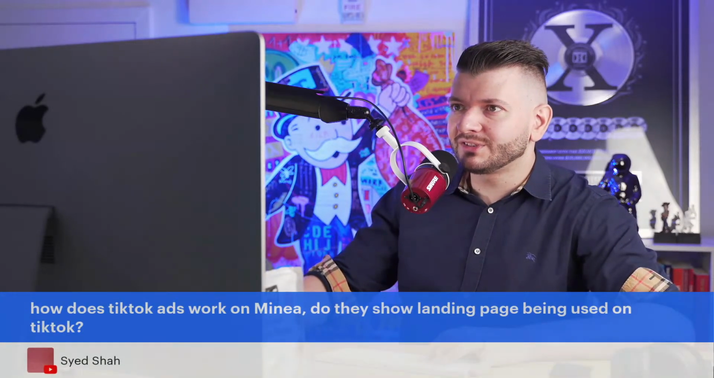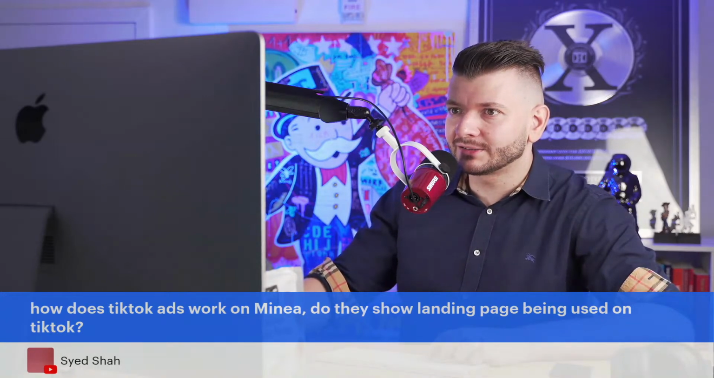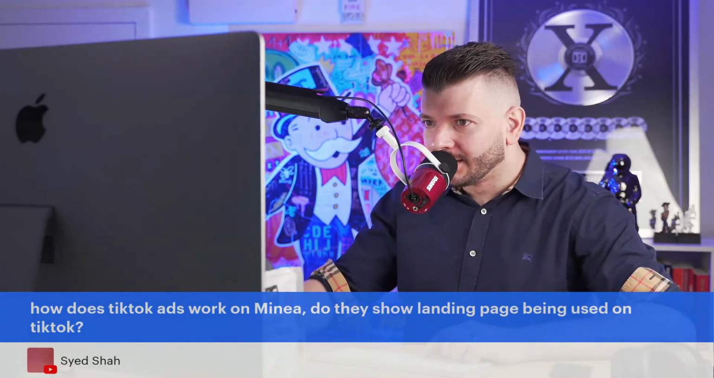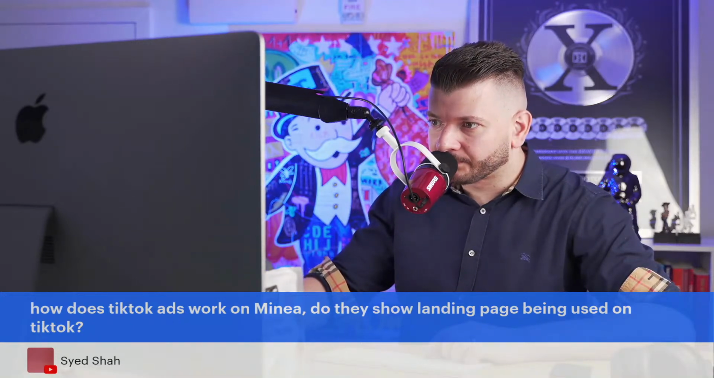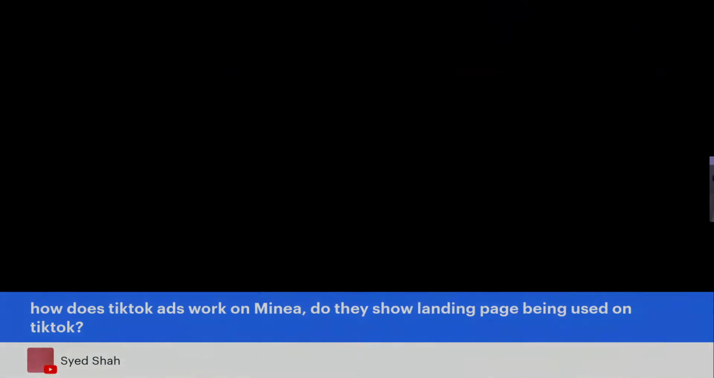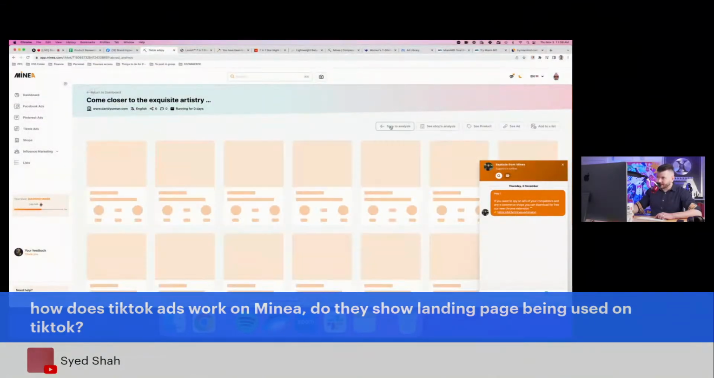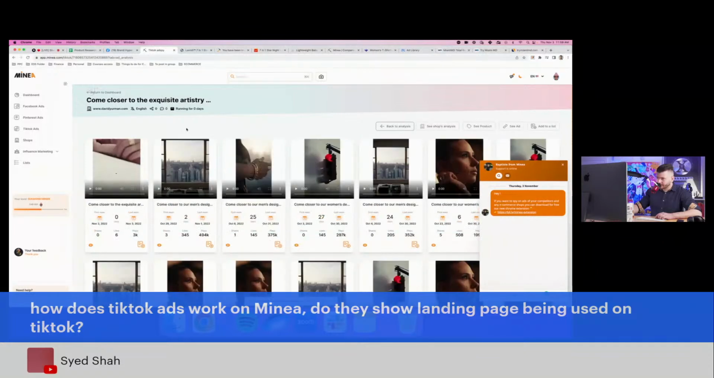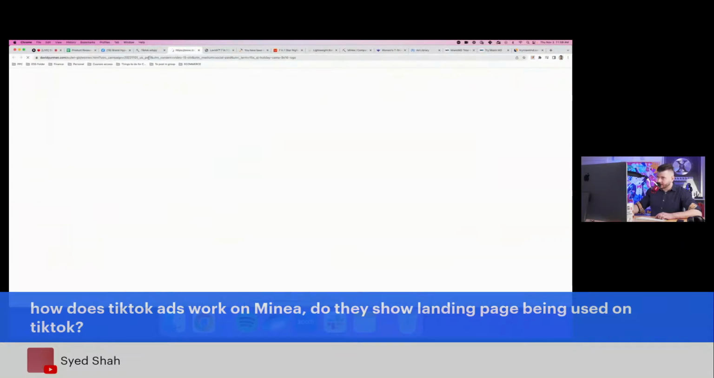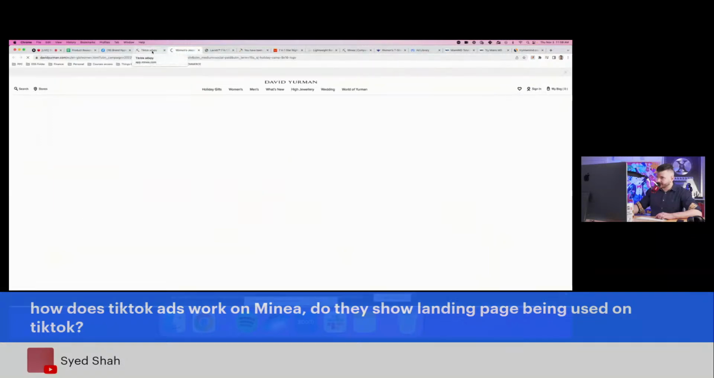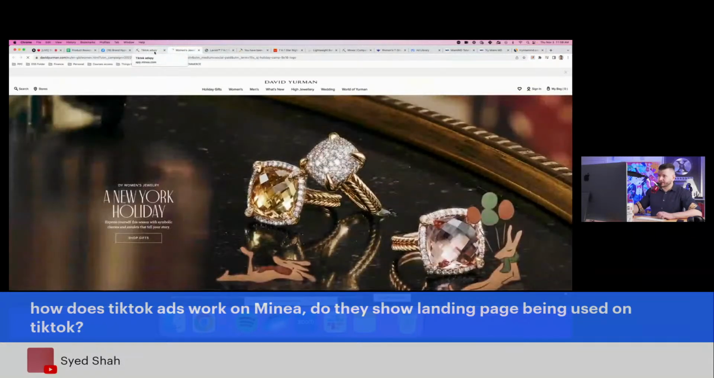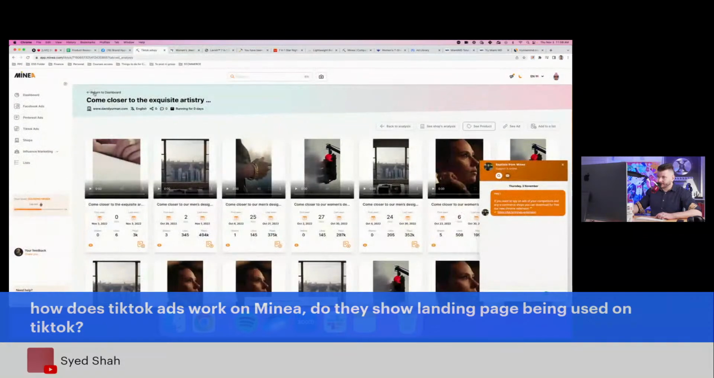With Minea, let me see if you have access to landing pages on TikTok. So this is what you can do on TikTok, right? It's TikTok Ad Spy, ads from the same shop. See product. So I think it's a big brand. It's like a $1 billion company here, right?